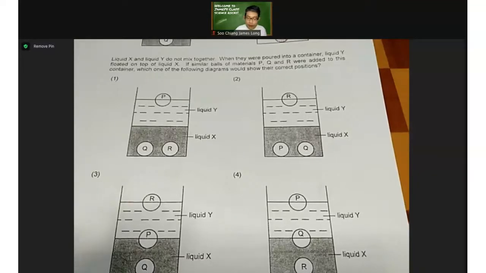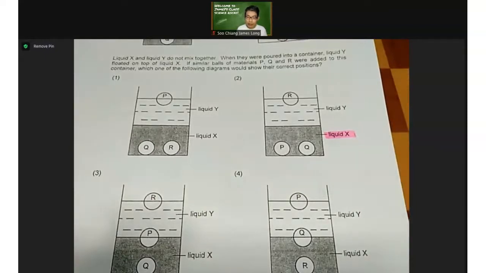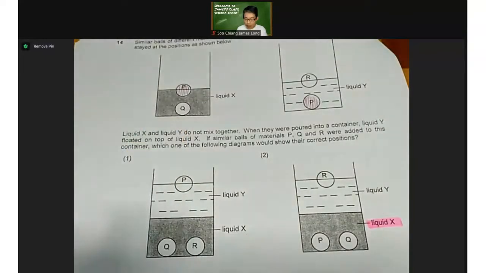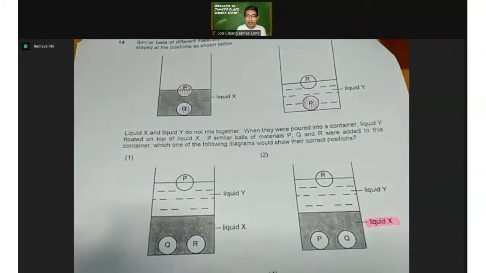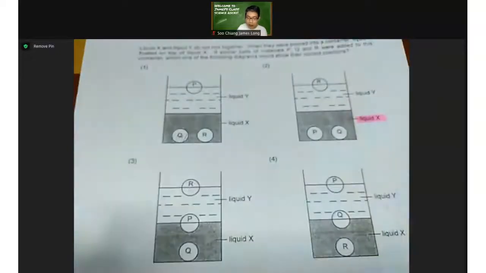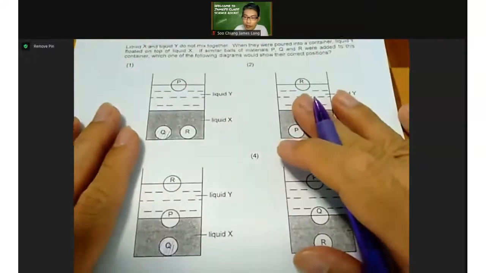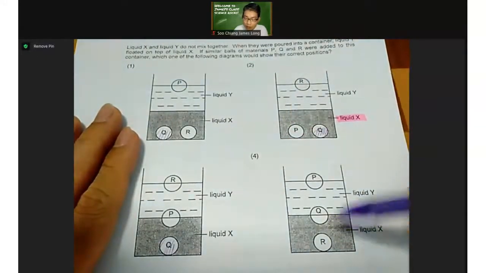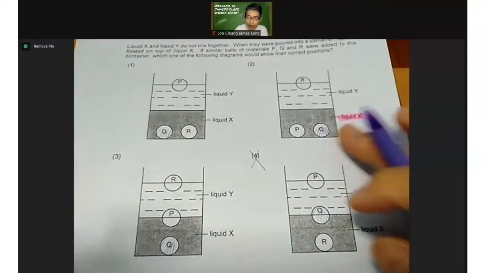So let's be very straightforward and look at the bottom part. This liquid X. Which material sank in liquid X? Q, right? Only Q sank in liquid X. So I'll check out Q first. Q must be at the bottom. So I'm going to use purple to represent Q. So Q must be at the bottom of liquid X. So this is possible. This is possible. This is possible. The fourth one here is not possible because it's not sinking. So option 4 is wrong because Q somehow is floating. I'm down to 3 options.